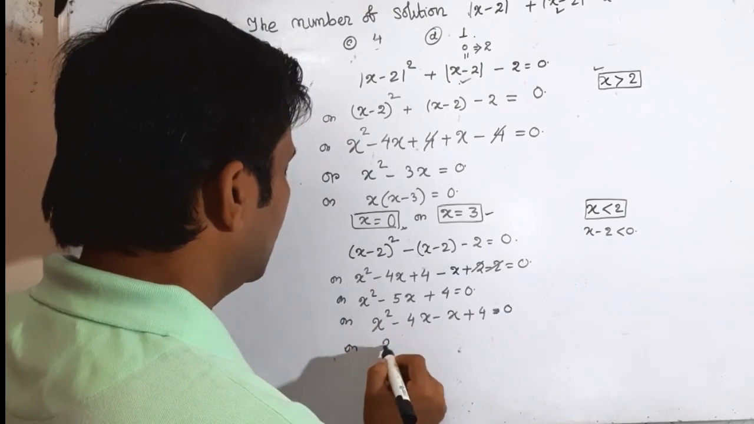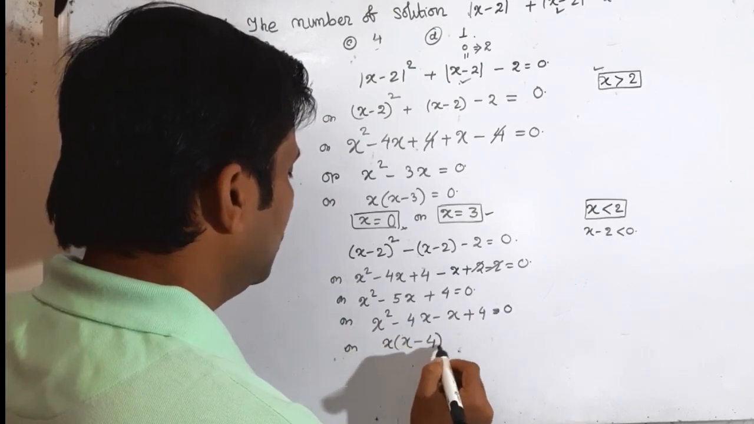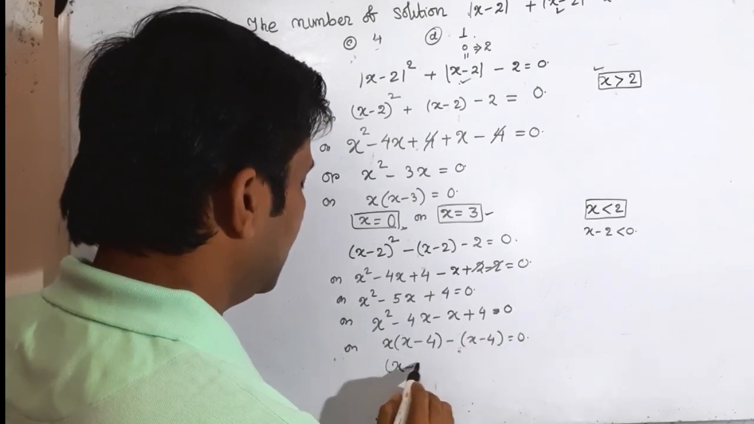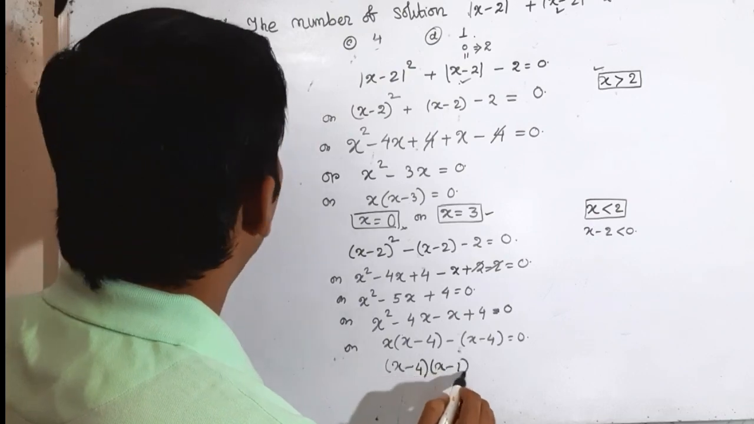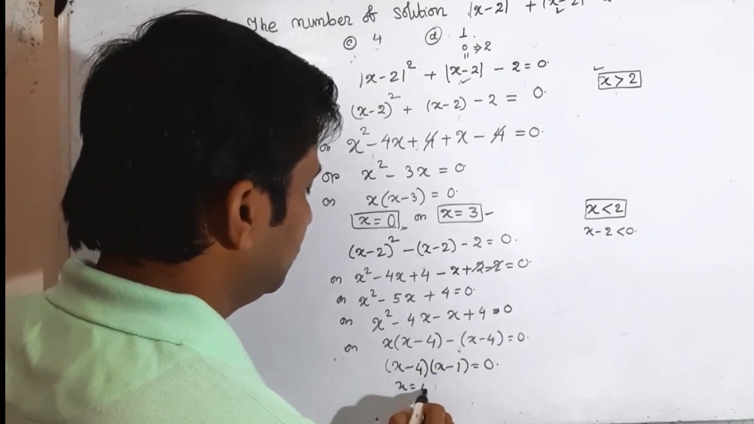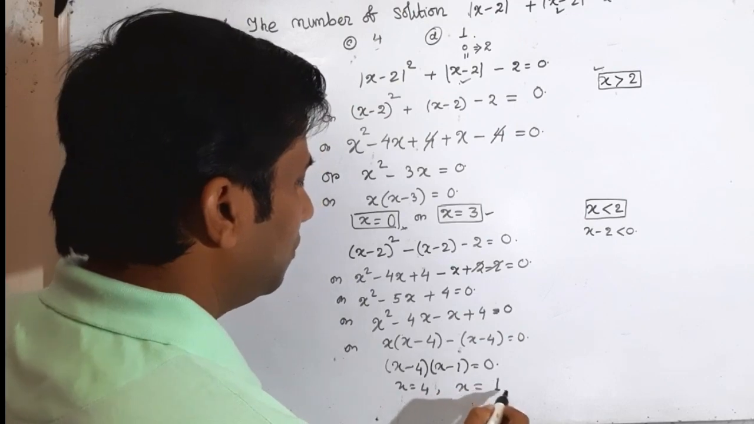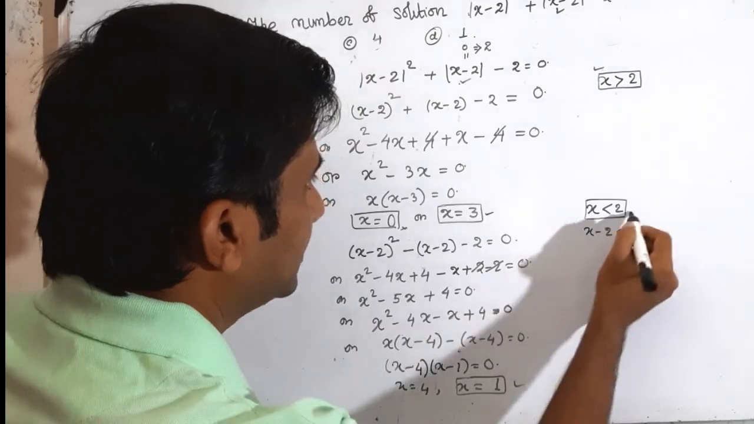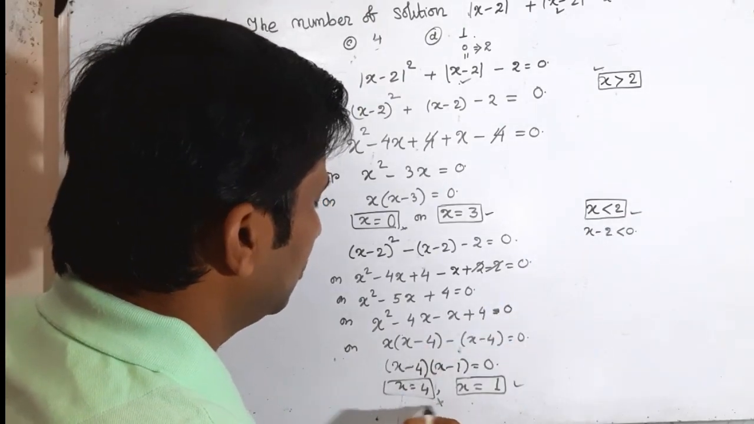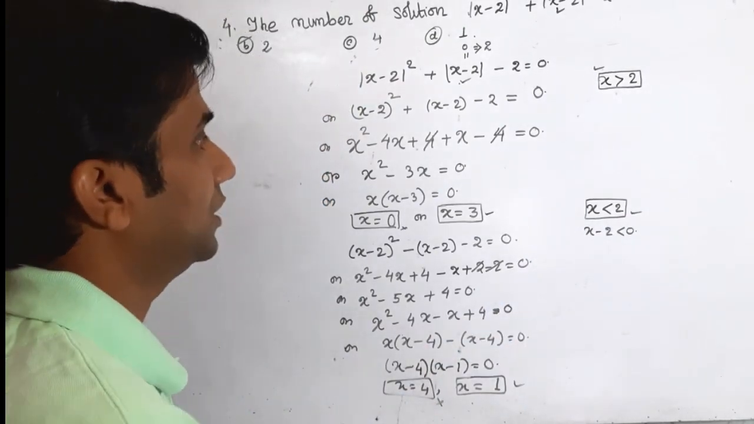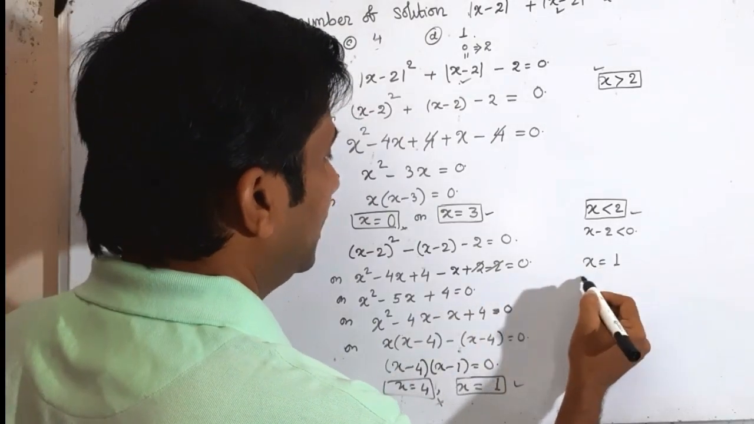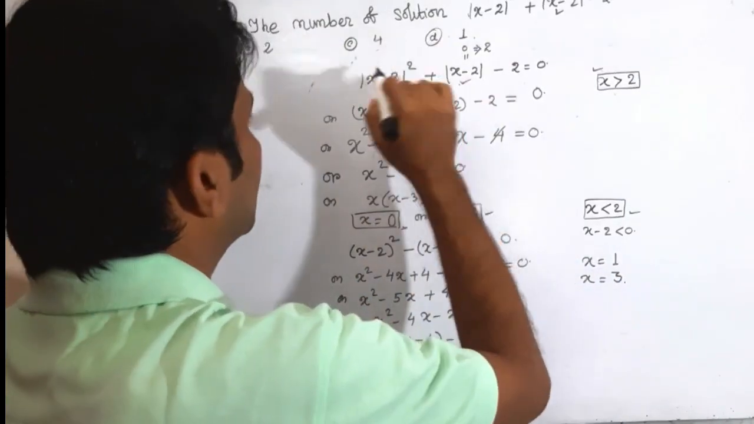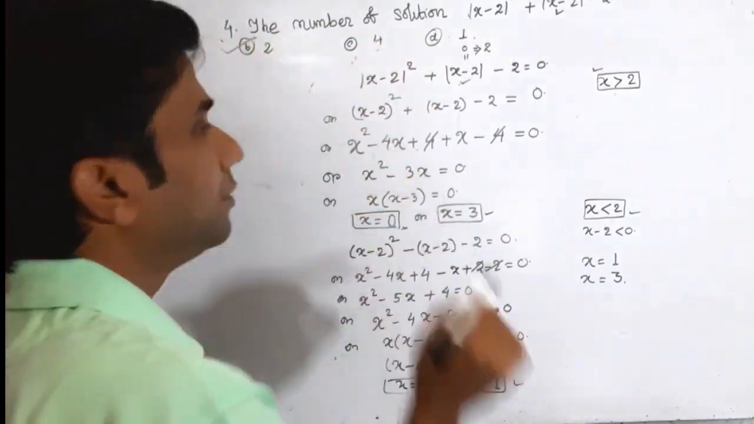or x into x minus 4 minus x minus 4 is equal to 0, that is x minus 4 into x minus 1 is equal to 0, that is x is equal to 4 and x is equal to 1. But our solution is x is equal to 1 because x less than 2, x is equal to 4 is not a solution. So the solutions are x is equal to 1 and x is equal to 3. This is our answer. The number of solution is again 2.